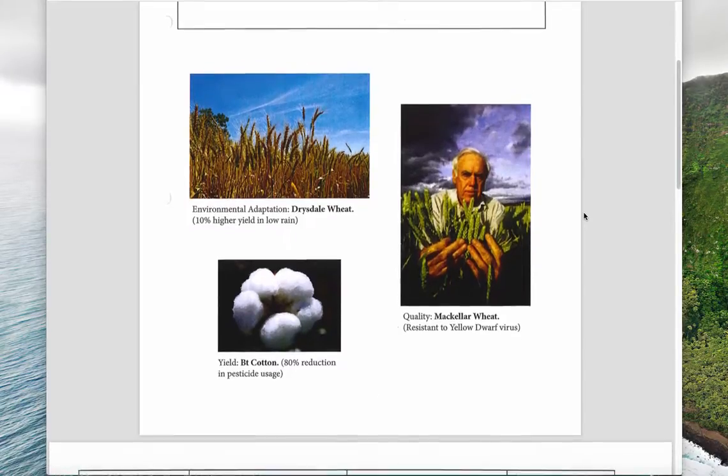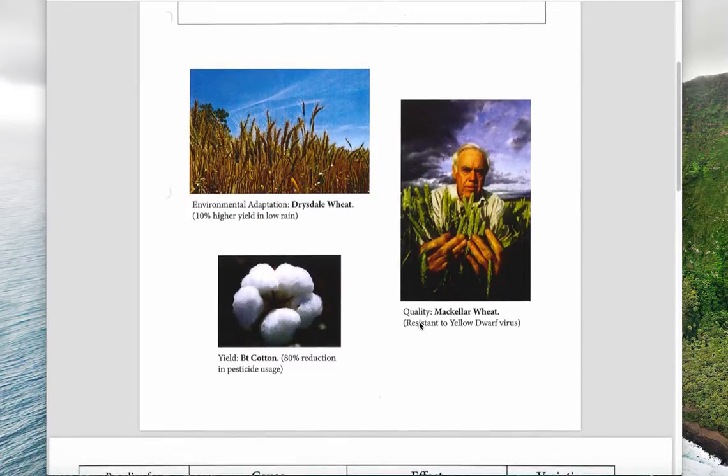So like I said, the three things we're going to look at are quality, yield, and environmental adaptation. And these are three examples which I have chosen for us to do. For quality, we're looking at Mackellar wheat. Yield, we're looking at BT cotton. And environmental adaptation, we're looking at Drysdale wheat.